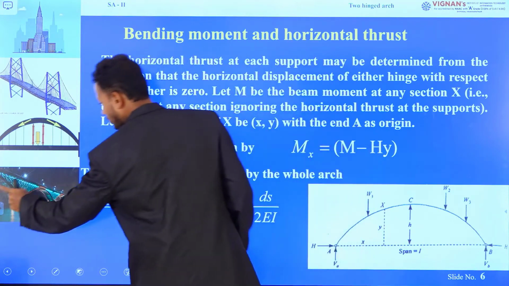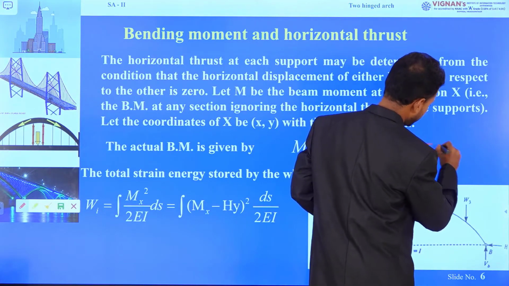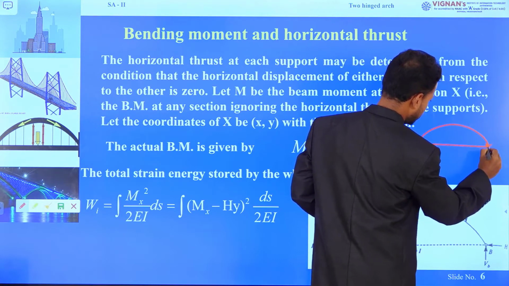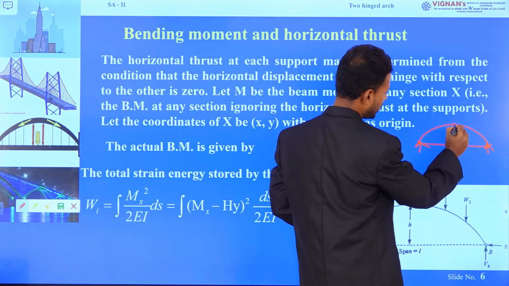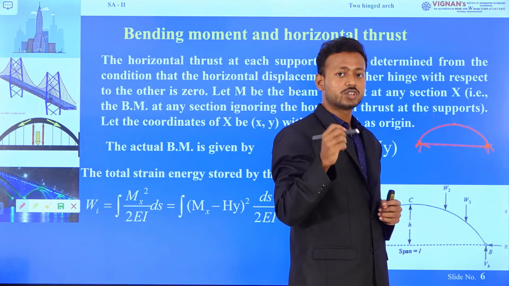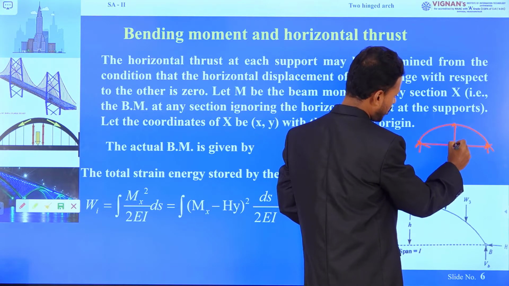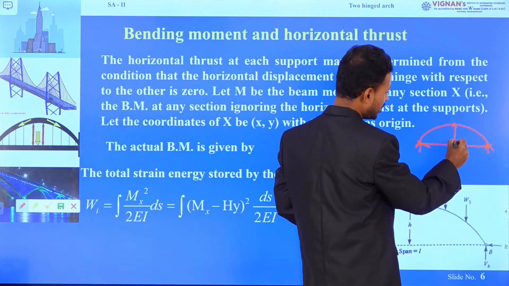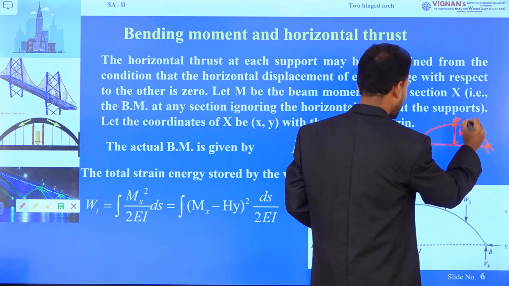Suppose this is an arch structure. This is the crown, for any type of arch, whether it is a 2 hinge arch or 3 hinge arch. From the crown to the support level, both the supports being at the same level, this distance is called the rise of the arch, and this is called the crown of the arch.